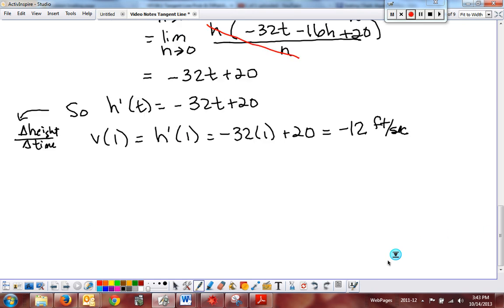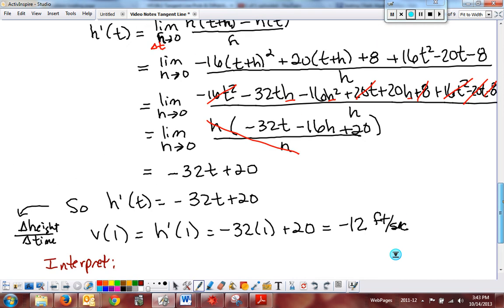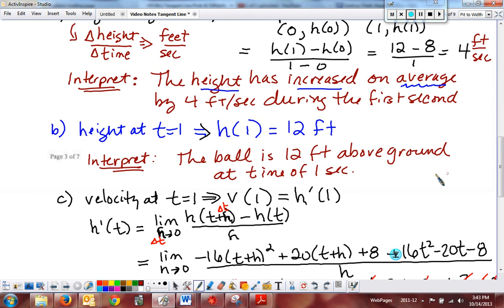All right, and then once we get to this, we're going to say, well, what's our interpretation? Let's interpret this value that we have found. Now, let's go back to the beginning one that we did. When we interpreted the average, we did talk about the height, whether it increased or decreased. You're still going to do that, but it's not going to increase or decrease on average anymore. It's going to be at that instant how fast it is going, okay?